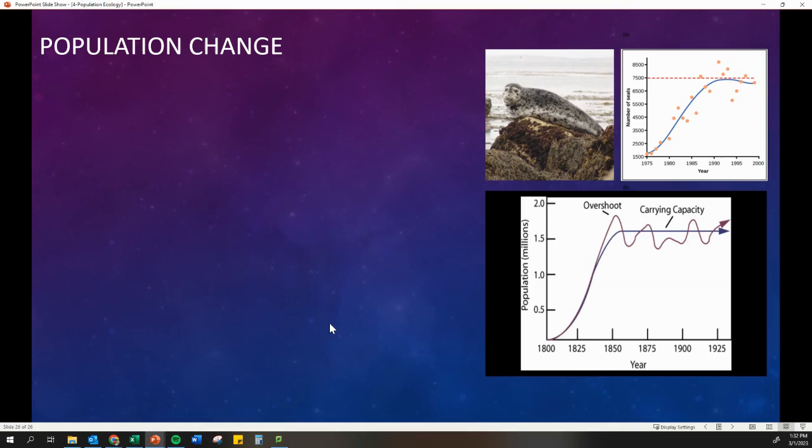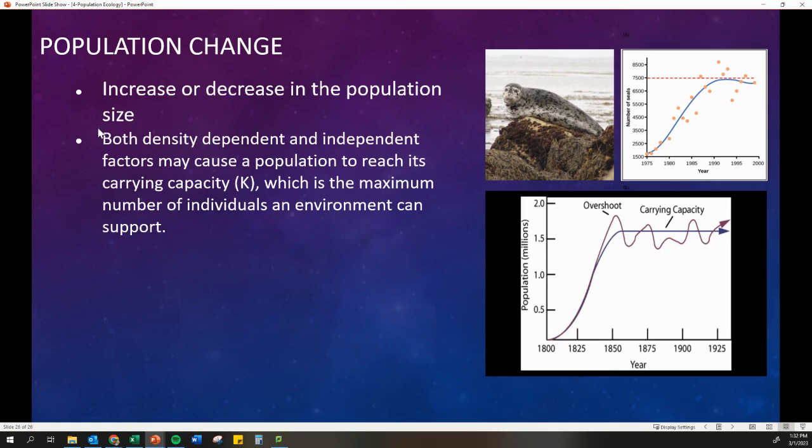Okay, so now we're going to talk about population change. Population change is an increase or decrease in the size of a population. We can use carrying capacity to look at this. Either density dependent or density independent factors can cause that population to get to the carrying capacity, which we've mentioned before. We use the letter K to denote carrying capacity, which I know is kind of silly because it's not in the words carrying capacity, but that is the letter that we use. Carrying capacity is the maximum number of individuals an environment can support.